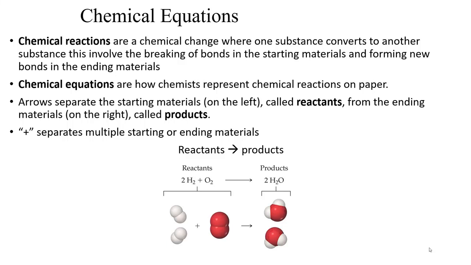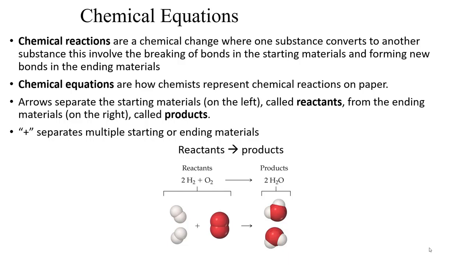Now that we've covered molecules and atoms, in the next sections we're going to investigate how chemicals react. So in this video we're going to talk about chemical equations and chemical reactions. A chemical reaction is a chemical change where one substance is converted into another substance. And when this occurs, chemical bonds in the starting materials are broken and new bonds are formed, generating a new substance or substances.